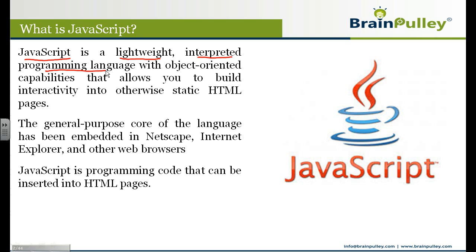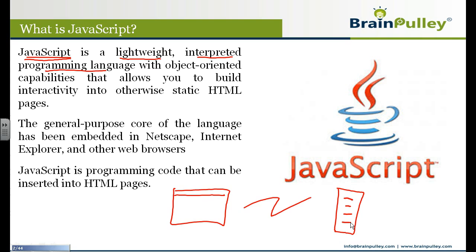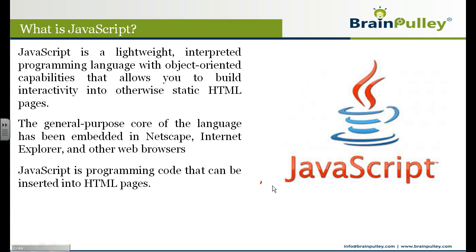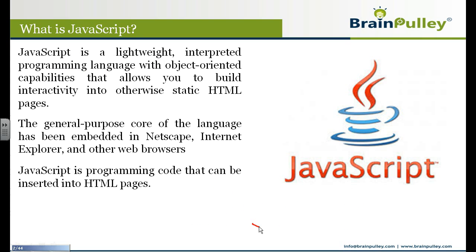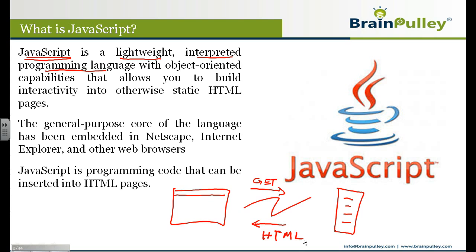So what happens is, say we have a browser, and through the internet we are connected to a web server. The browser sends the request and the server returns HTML. And with this HTML, the server also returns JavaScript.